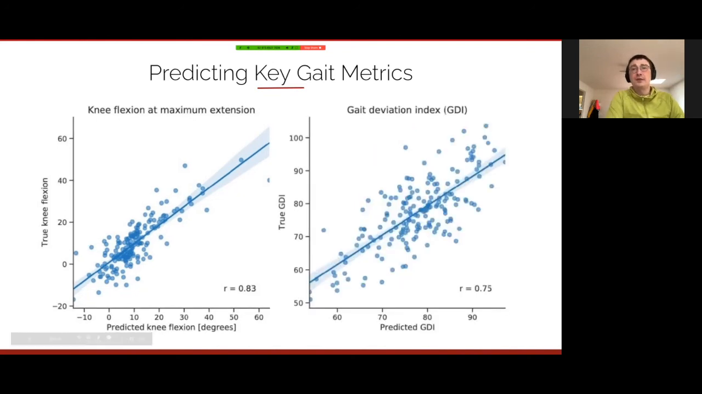We tried that for other metrics, for Gait Deviation Index, which is a holistic measure of gait abnormalities. And we got a correlation of 0.75, which we show in the paper is actually quite close to what we would need to make it clinically relevant.